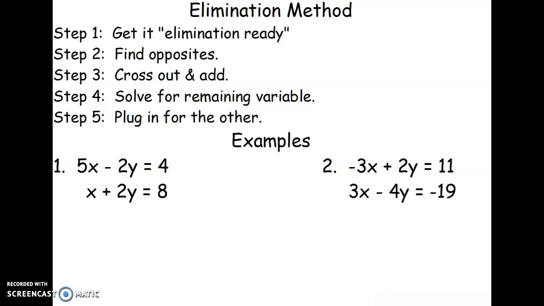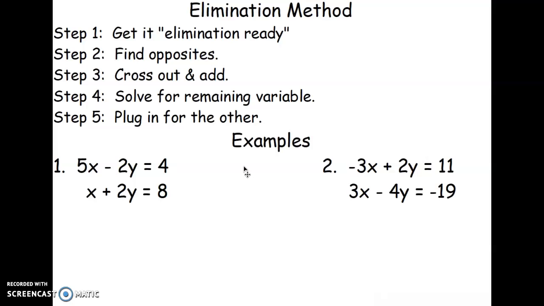Okay, what's elimination ready mean? It means that they're in standard form. Standard form means that my variables are on one side of my equal sign. See my arrow? And the constants are on the other side of my equal sign. So on this side I have all the letters. On this side I have all the numbers with no letters. Once I have my equation in standard form, it's elimination ready. I'm ready to eliminate.